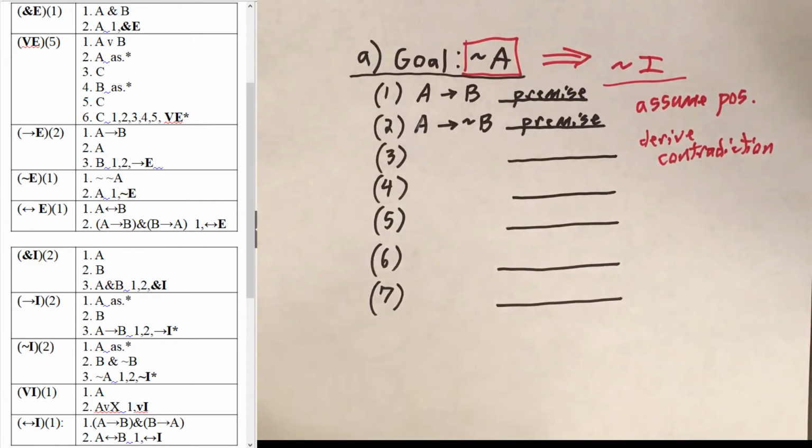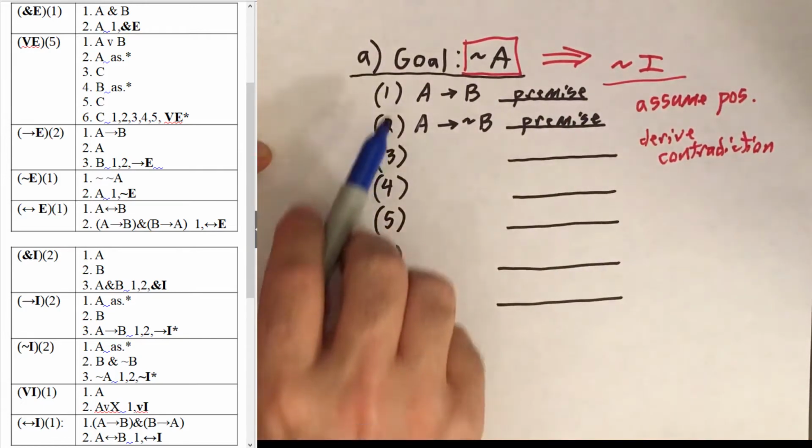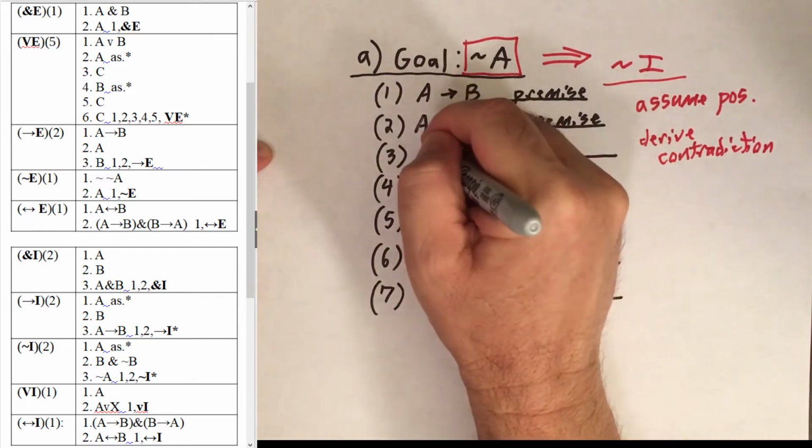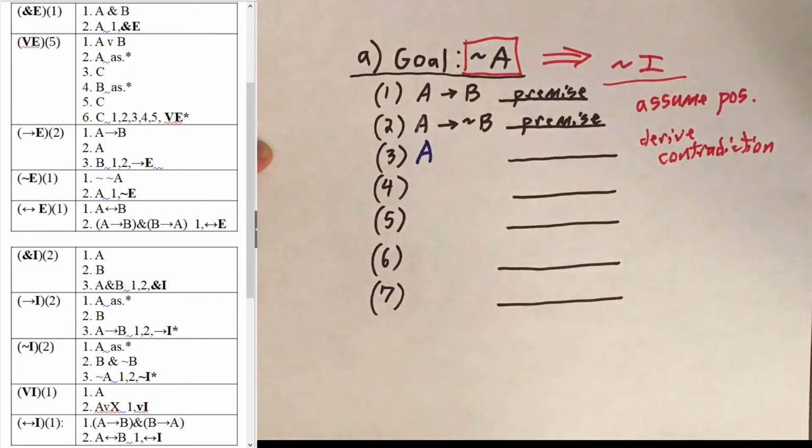The first thing I do is assume the positive. Notice, even if A existed in my proof, it doesn't. I can't take the left side of a conditional. But even if I had A, I still do what the rule says, and I assume the positive of my goal. So I assume positive A.